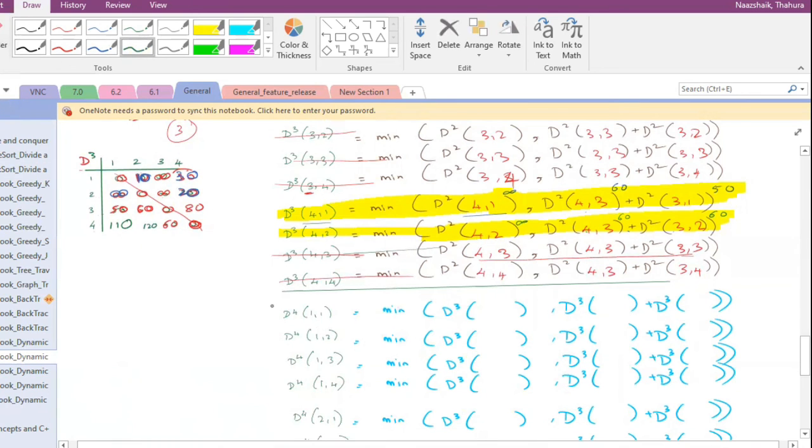First, I'll write it down. So what does D4 here mean? K equals 4. There can be A to B some matrix, but I'm trying to find out if via 4 you can achieve it.